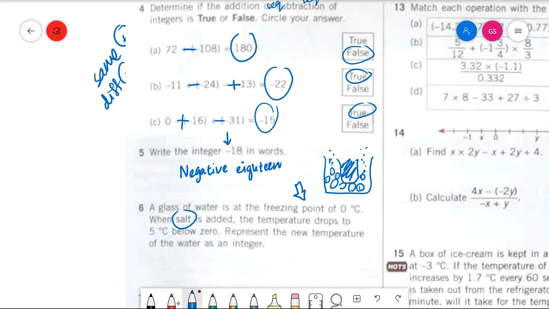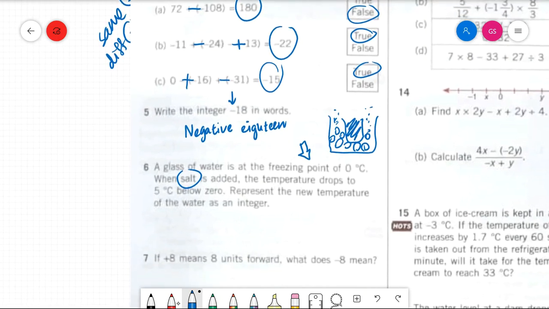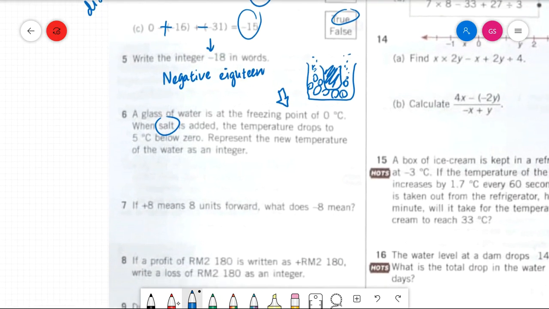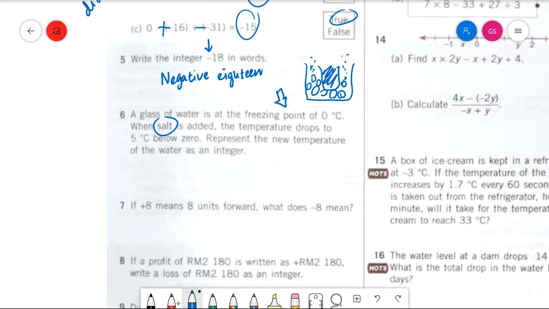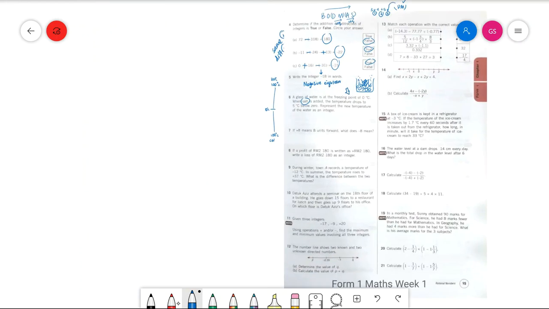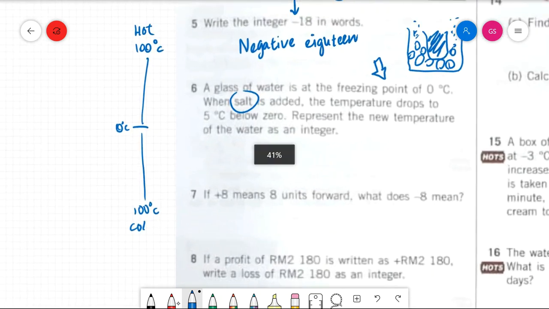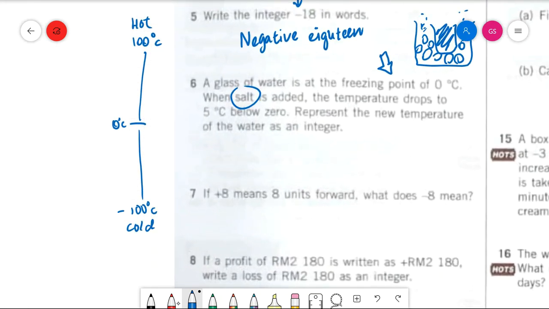Represent the new temperature of the water as an integer. So it is testing you on suhu, temperature. I told you that for temperature we have both upwards and downwards. In the middle here, we will have 0 degrees Celsius. Up here, we will have very hot, let's say 100 degrees Celsius. And down here, we will also have 100 degrees Celsius. But when one is hot and one is cold, the cold one has to have a different sign to represent it. So we put a negative sign in front: negative 100 degrees Celsius.